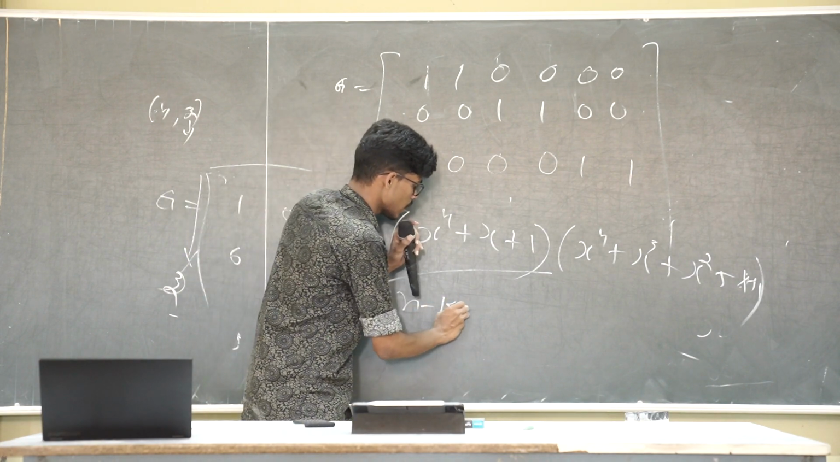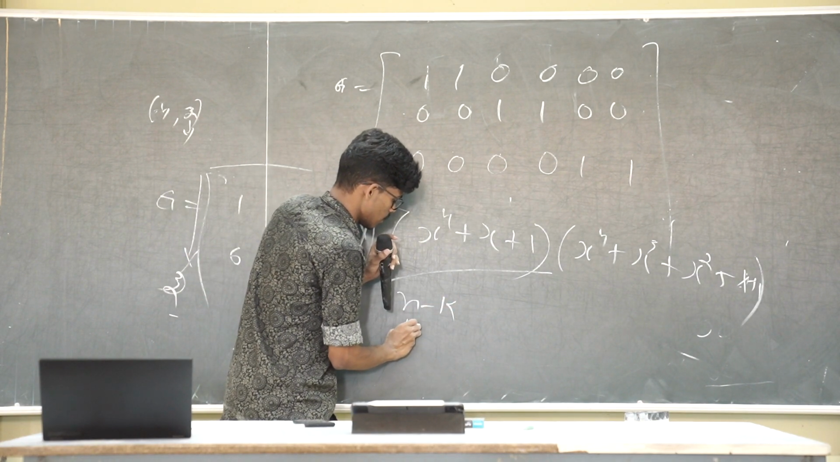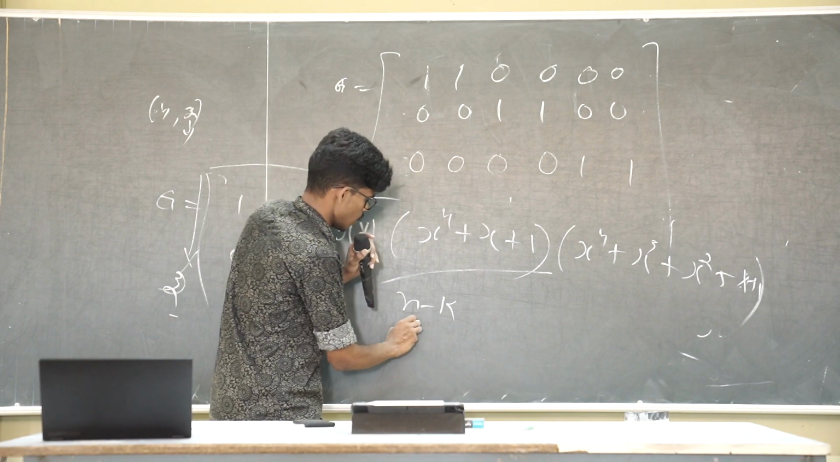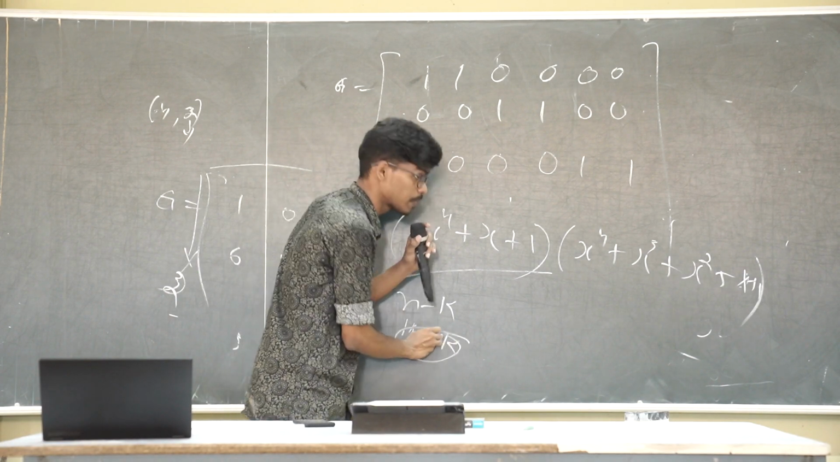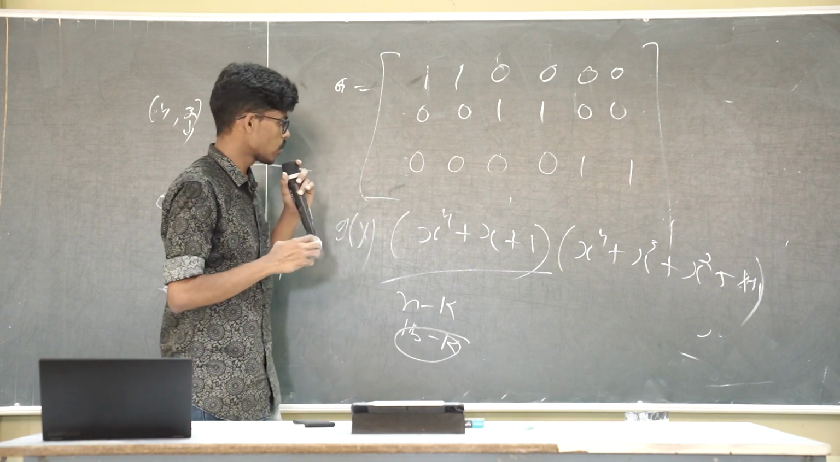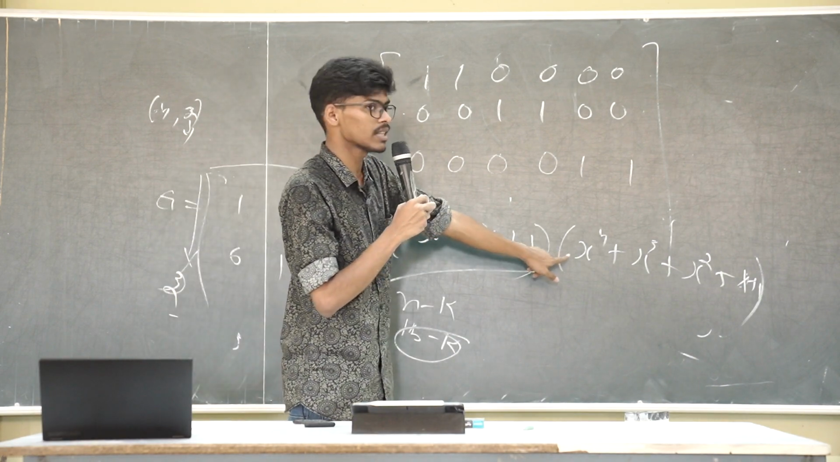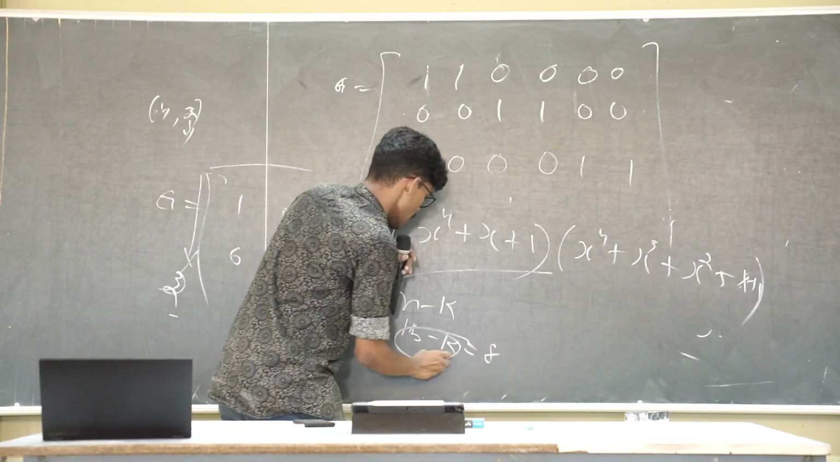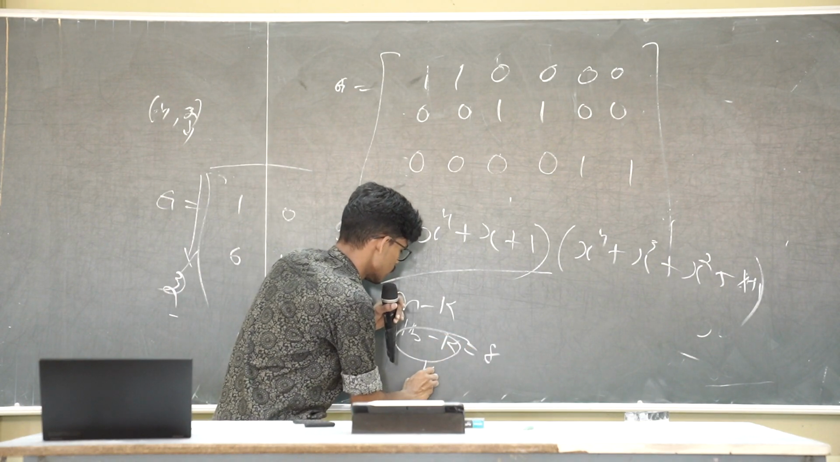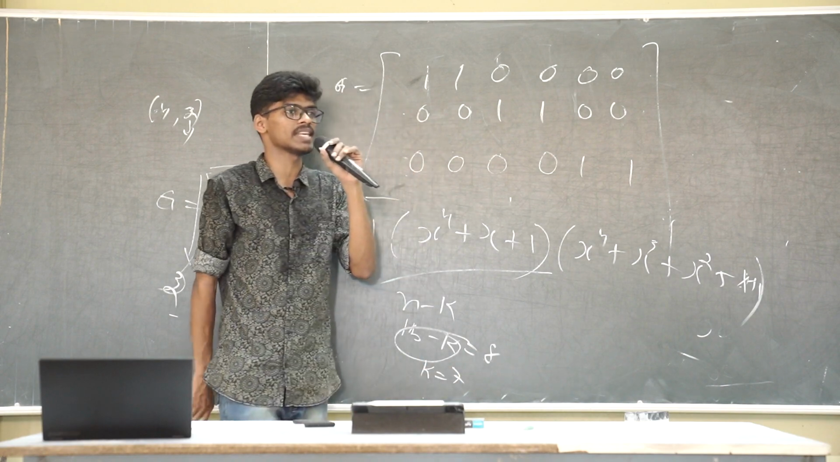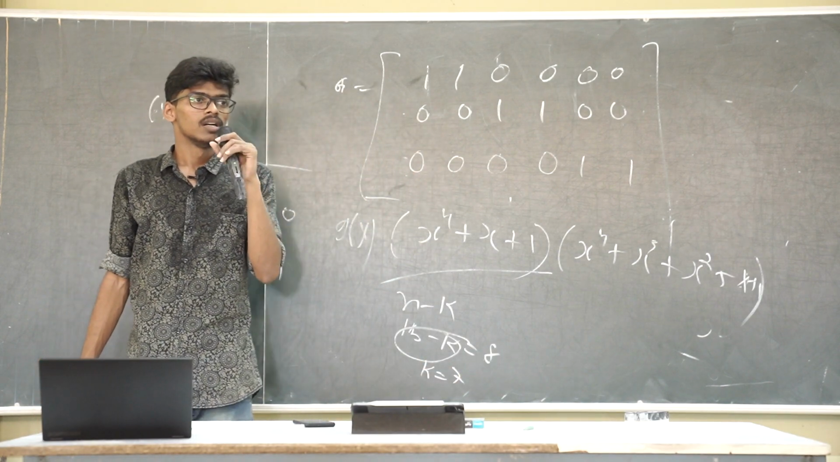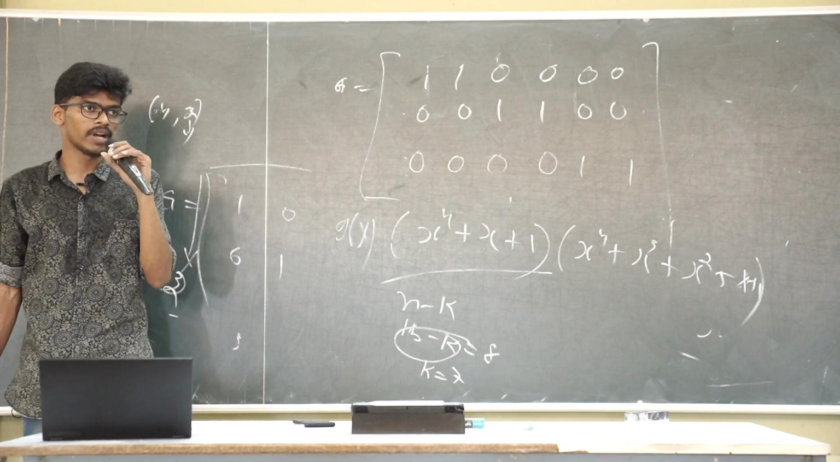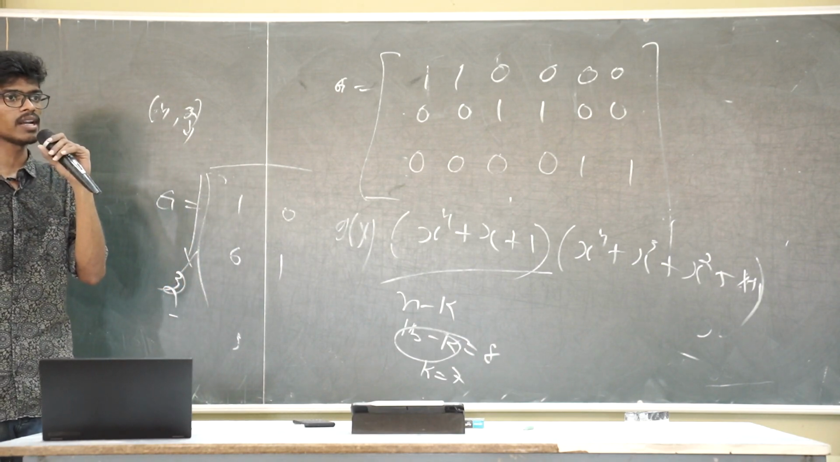Then n is 15, and 15 minus k is the highest power. So the highest power here is 8. So what is k? 7. So how many message combinations? 2 to the power 7. So that many codewords will be there.